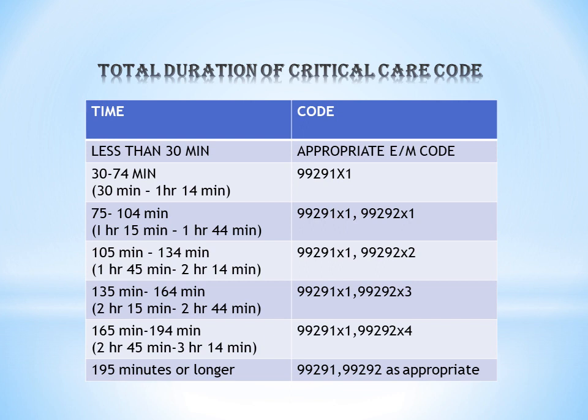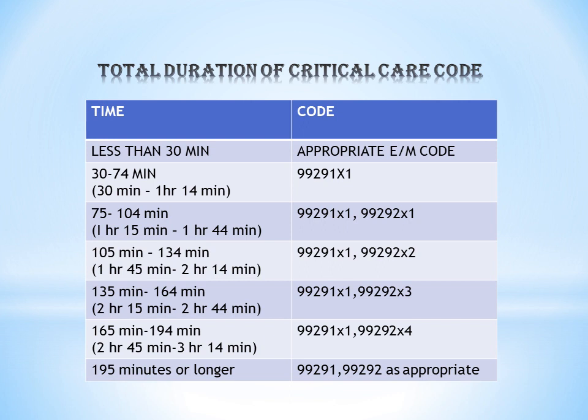You have to quote the appropriate E&M code only. Then if the time is 30 to 74 minutes, or in hours, 30 minutes to 1 hour 14 minutes, it means 99291 into 1. Like that you have to look at what the total duration of the critical care is. Then if it is in minutes or in hours, you can check it here and take the appropriate code. For example, if the total duration is 115 minutes, the code will be 99291 into 1, 99292 into 2, like that.